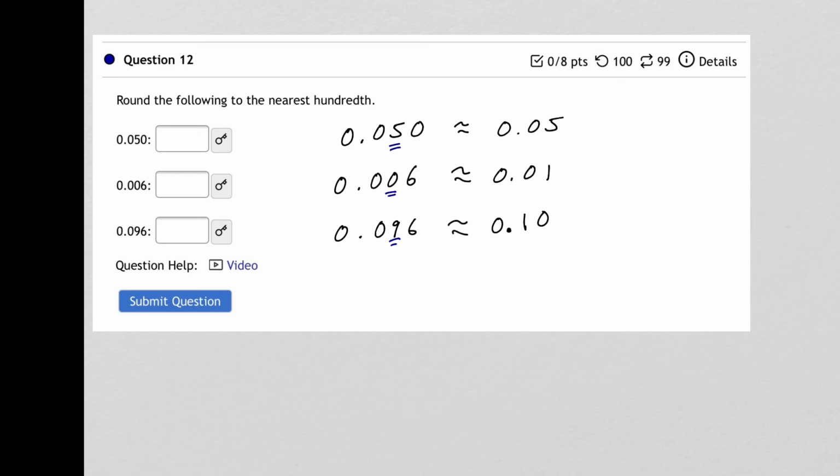Okay, great. So that's it for the section, just an introduction to decimals. Next, we will talk about adding and subtracting decimals. Thanks.